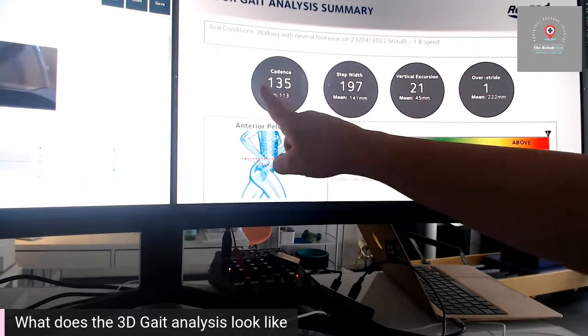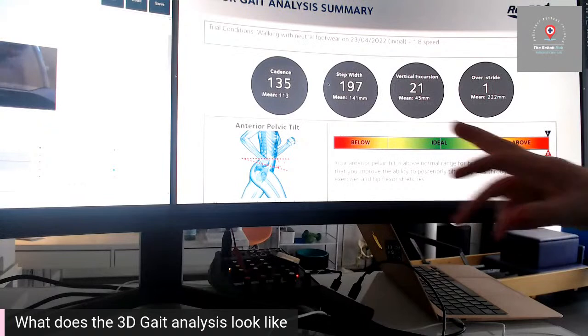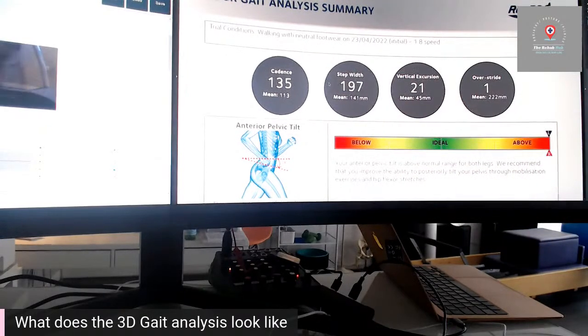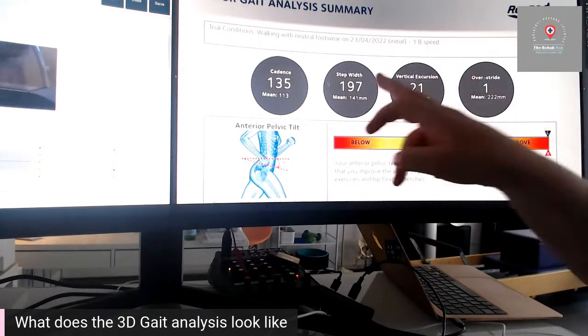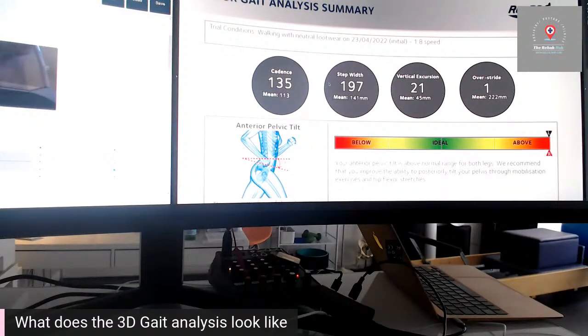The mean value down here is based on the data that Oxford Jury, the guys down at Run 3D, collected, and our patients are compared against that comparison data. So we can see immediately this particular patient's walking really fast, right? The mean is 113, he's 135. So there's something going on there. Step width, 197, and the mean is 141. So he's really wide. That immediately will tell us something around his hips.